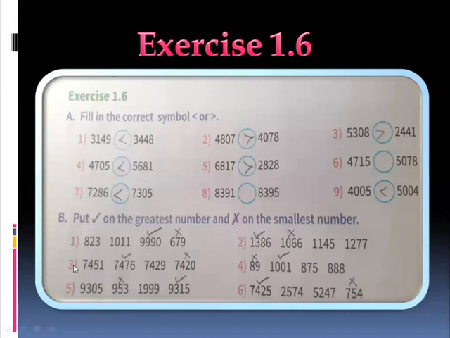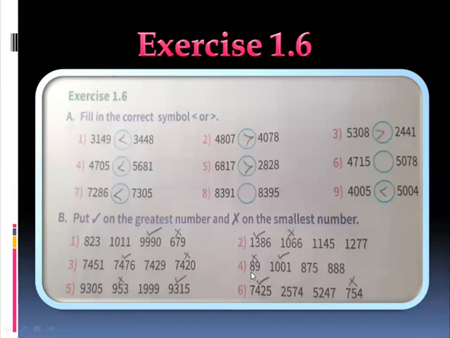Okay, see the third one also. 7,451, 7,476, 7,429, 7,420. Here also the 1000 and 100 places are the same, right? And then you have to see the tens place. In the tens place, the numbers have 5, 7, 2, 2. But see here, 7 is the greatest. So this is the greatest number. And then see here, 2 is there, 2 is there. But in the ones place here 9 is there, here 0 is there. So this is the smallest number. You have to put a wrong mark here.